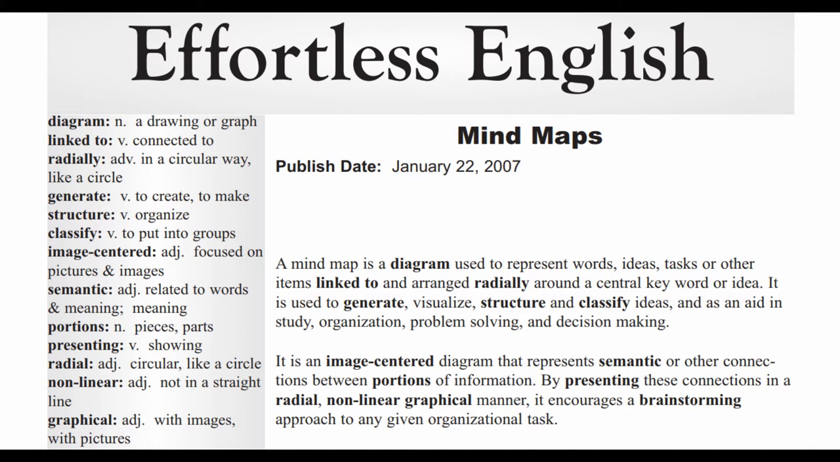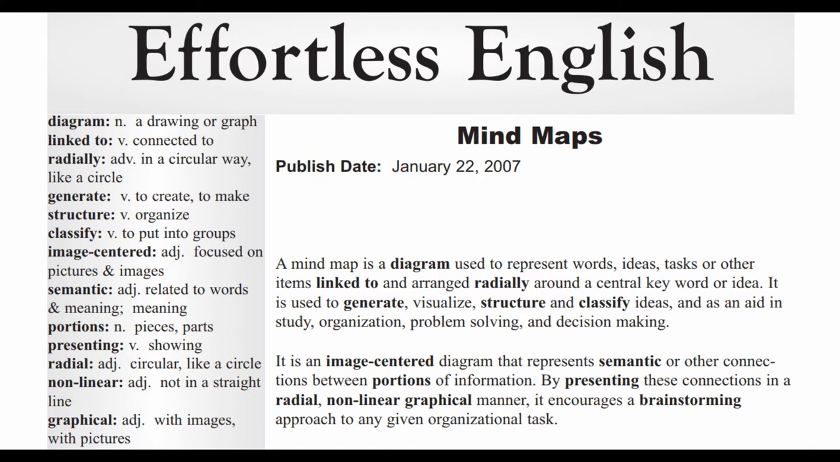Diagram is our first word. A diagram is a drawing or a graph of information or for information. So it's not just any drawing. A drawing of a person is not a diagram. A diagram shows information. Okay, we see the phrase linked to. It means connected to. If items are linked to each other, they are connected to each other.